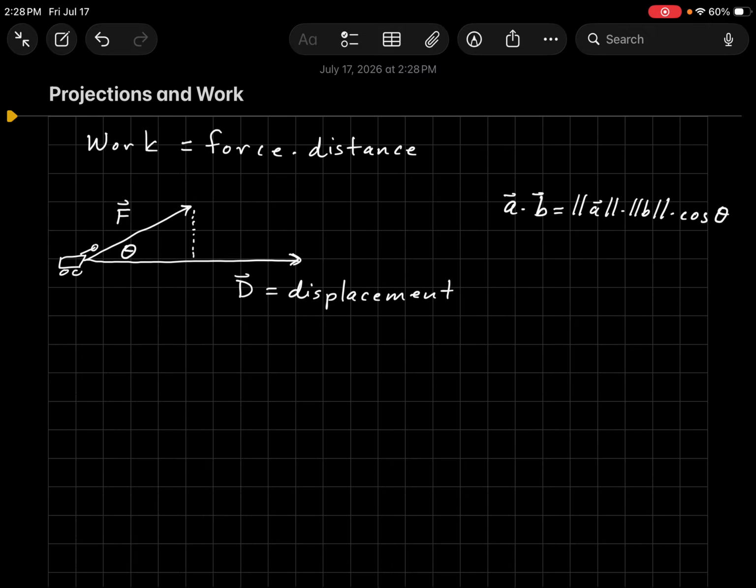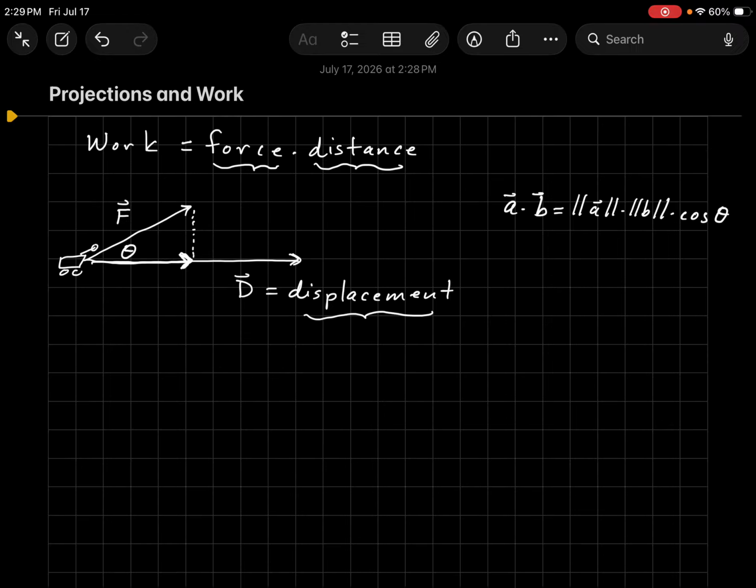So even though we have a force which is going at an angle, we want to calculate the force that's in the direction of our displacement vector. So when we say force, we're talking about the actual force in the direction of the distance we're going. So how big is this vector right here? We can consider this the amount of force in the direction of D.